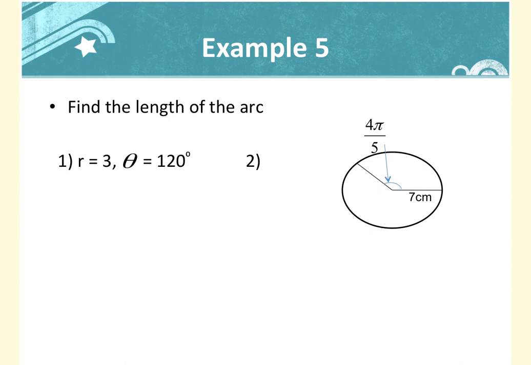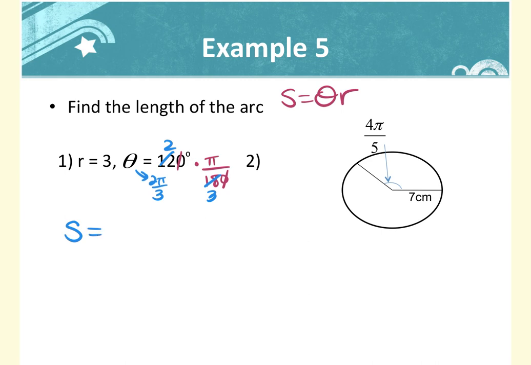The first example says find the length of the arc, and for number 1, you're given R is 3 and theta is 120. So we just said S equals theta times radius. But what's true about theta? It has to be in radians. So if you look at it, 120 is not in radians. How do I convert from degrees to radians? Multiply by pi over 180. Good. And then I can cancel through my zeros. 6 goes into both of those, 2 and 3. So theta is 2 pi over 3.